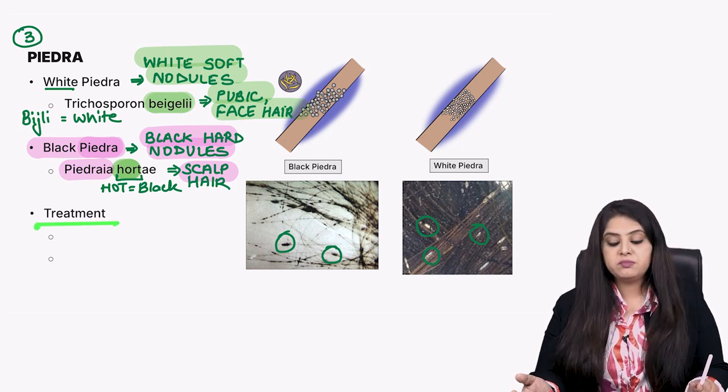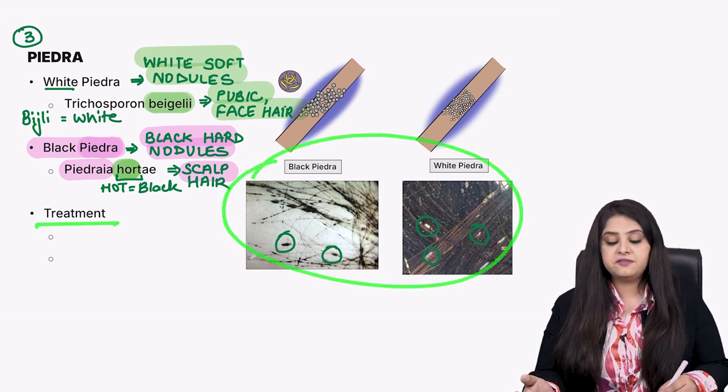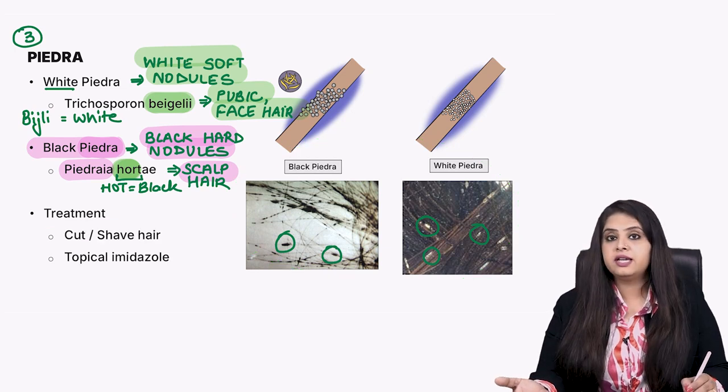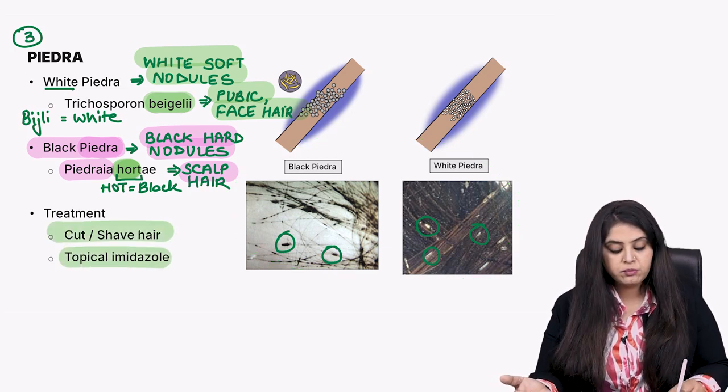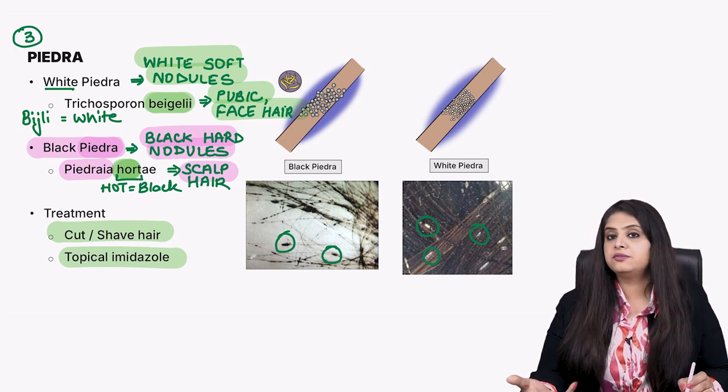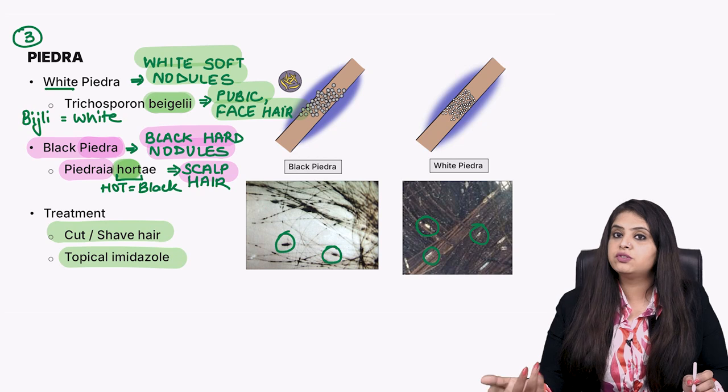What do you do about the treatment? Of course, if it's the hair that is affected, you will have to first cut or shave the hair, and after you've done that, you will have to put an azole topical treatment, as you've been doing in the previous fungal infections also.